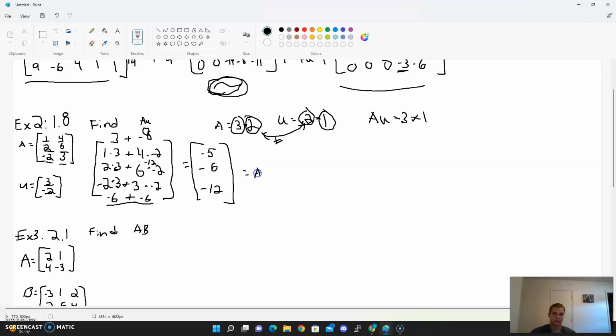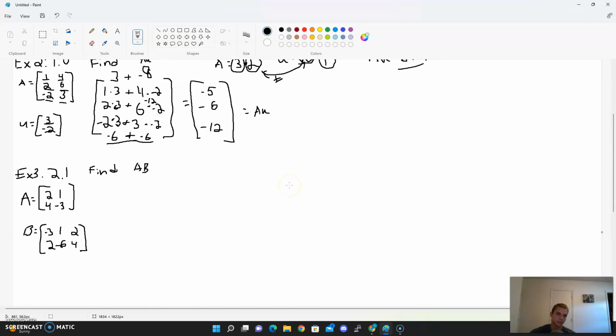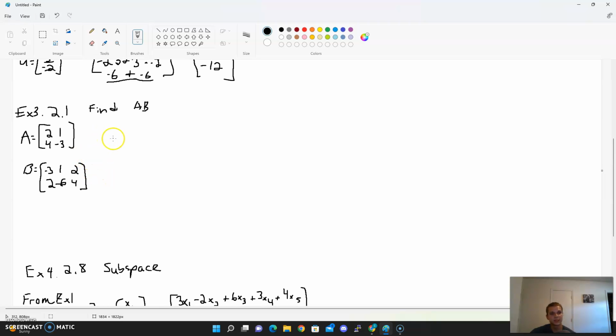So this equals AU. We can check it against what we estimated before. We knew AU was going to be a 3 by 1 matrix, and it has 3 rows and 1 column. So we do know it's a 3 by 1 matrix. This is similar for 2.1. We'll get into that one in the next video.